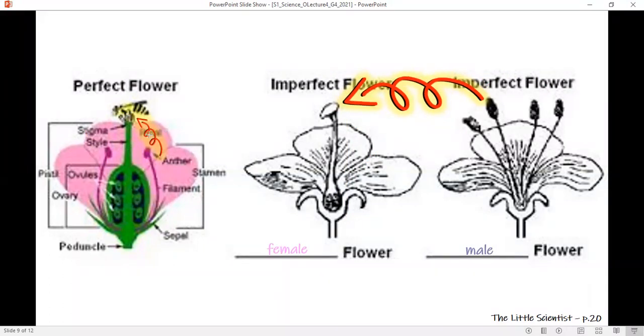In a perfect flower, pollen moves from the anther to the stigma. Let me change the color. Look at the colored flower. So in here, pollen moves from the anther to the stigma. In this case, also the pollen grain is moved from the anther to the stigma of a female flower.